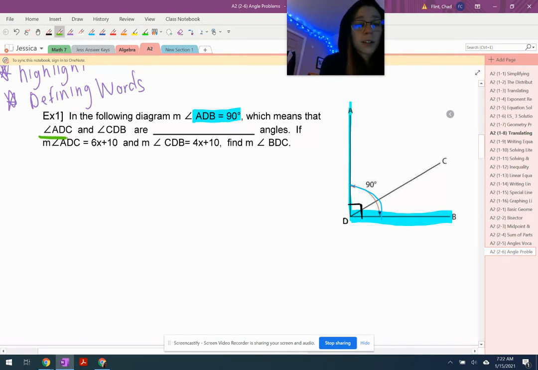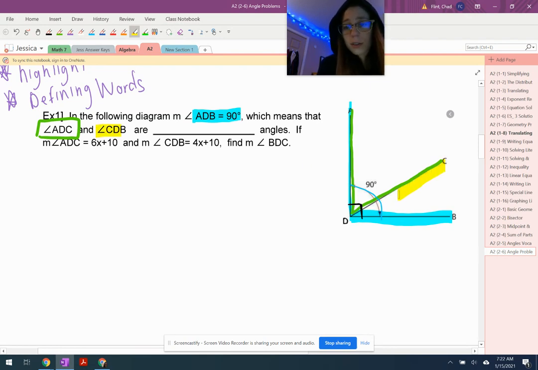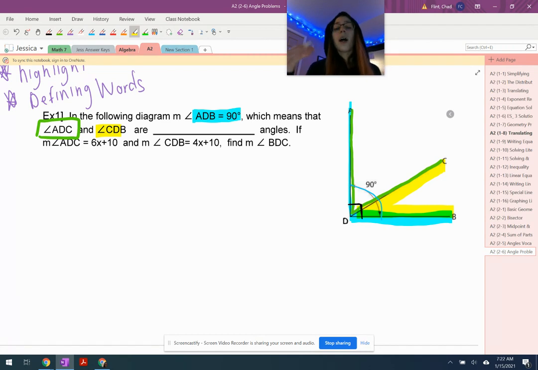so again, let's get ADC up here. That's going to be green. That would be ADC. And CBD, which is this one, CBD. So that means those two angles are what if they equal 90?